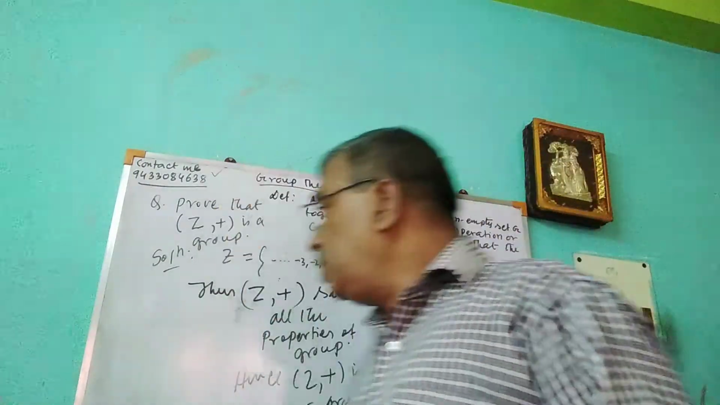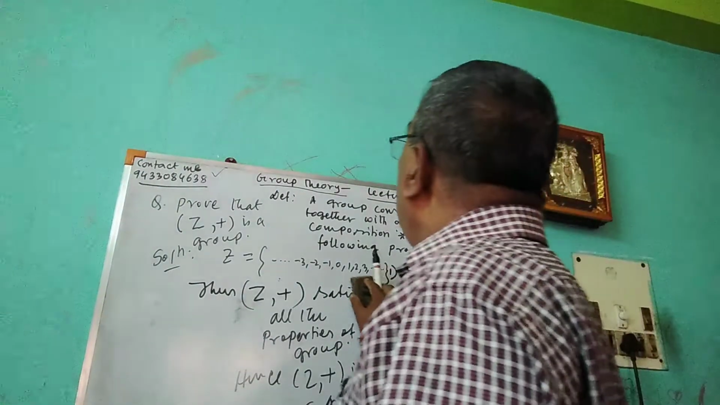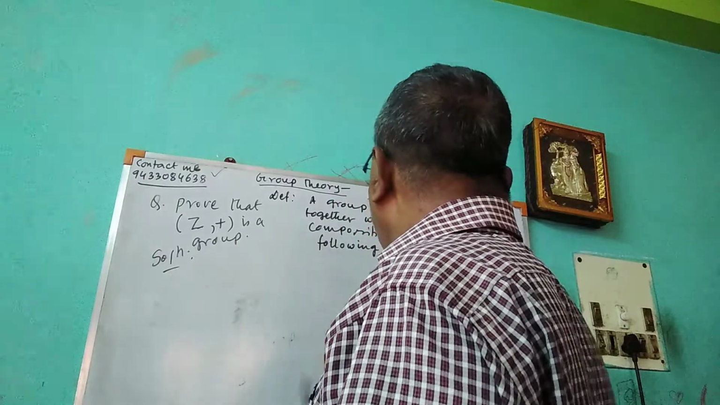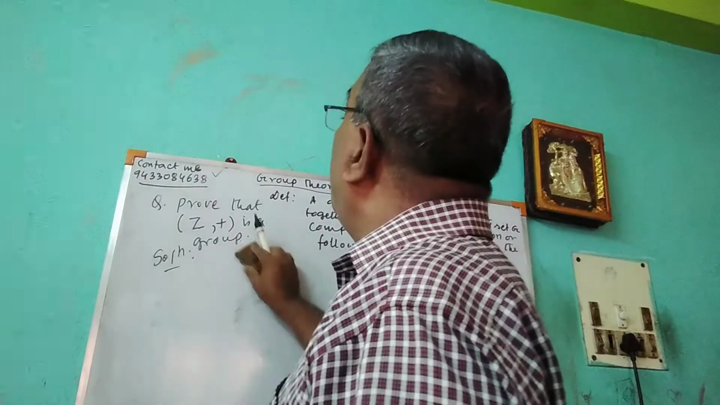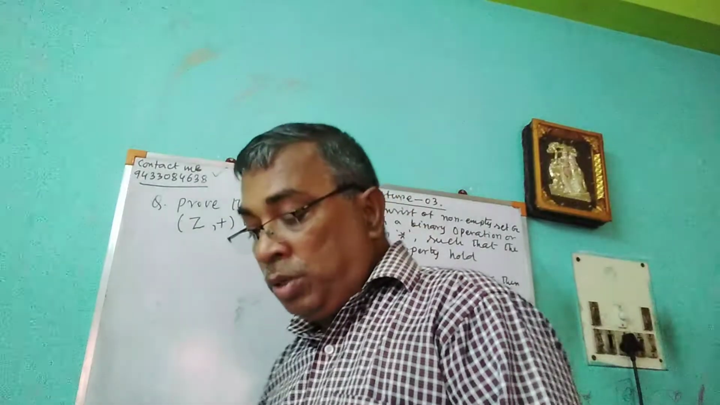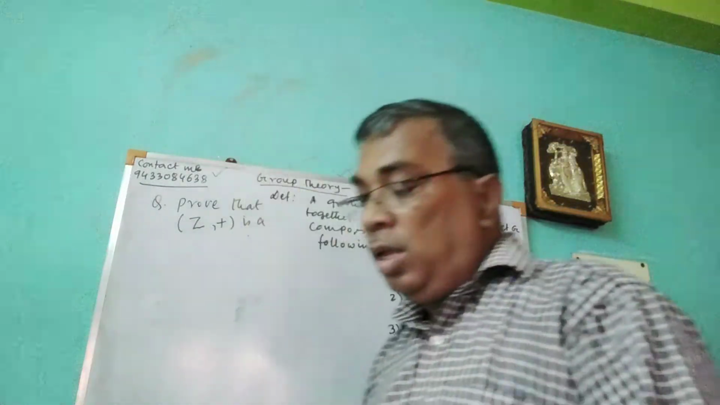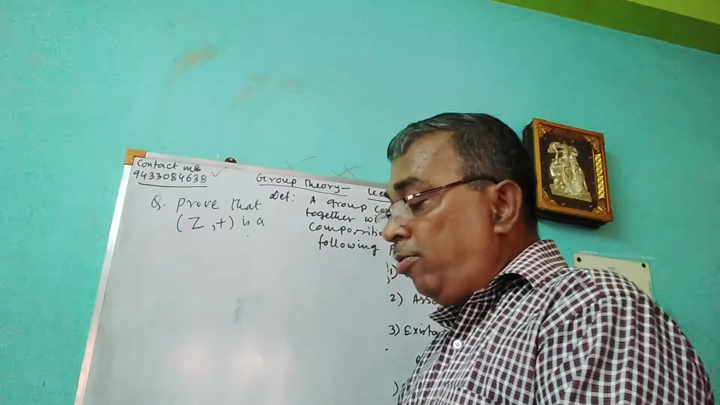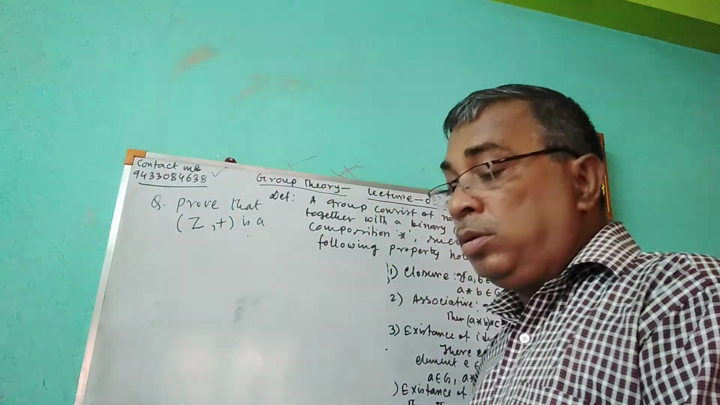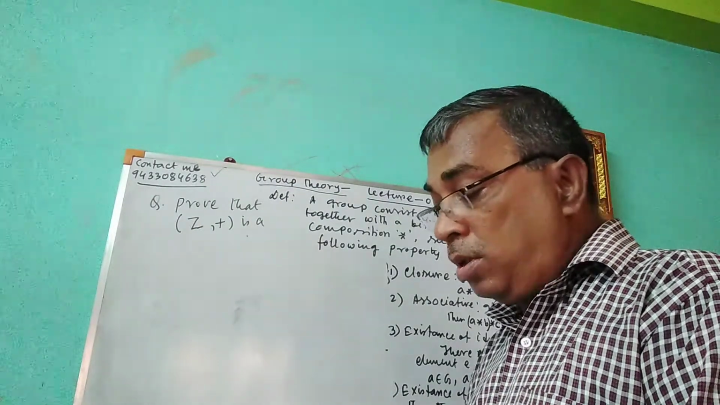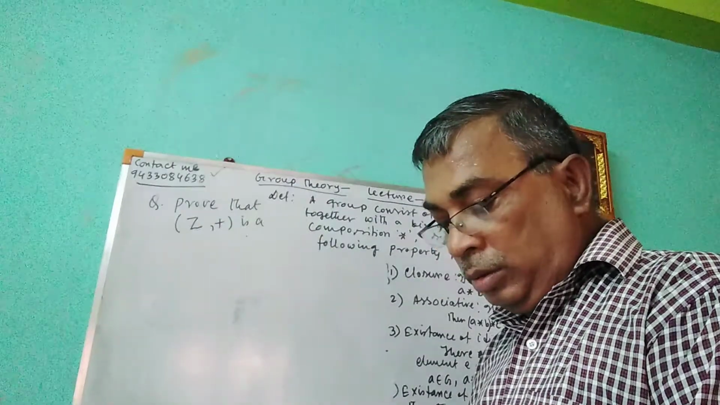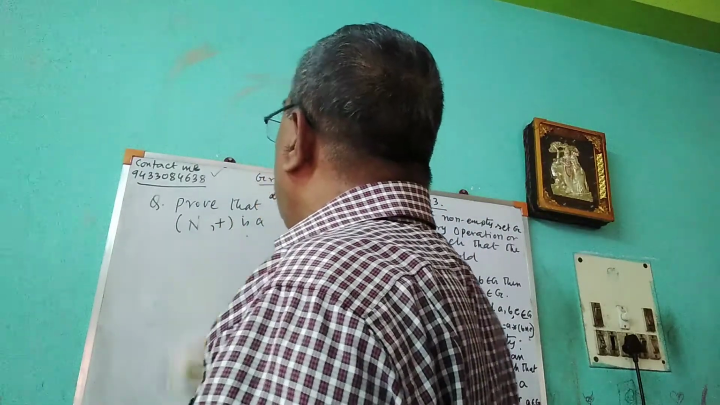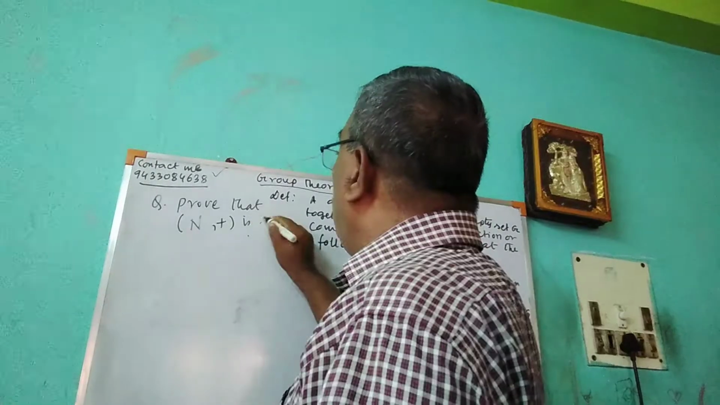Okay. Next, I'll show another example which is not a group. Then you will get a clear idea of what a group is. If I say Z under multiplication is a group, you will see that it is not a group.